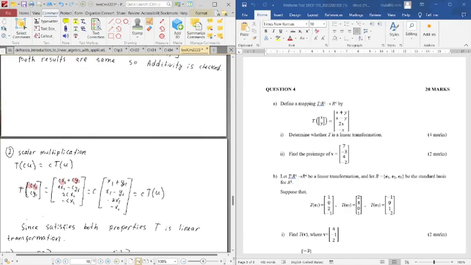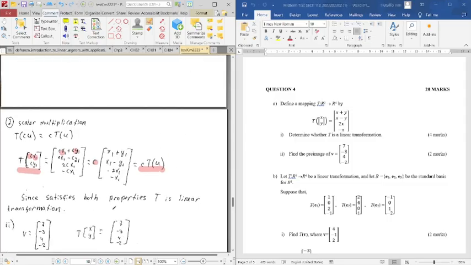this is the transformation of u. So c times the transformation of u, we can just write c T(u), and we can see we found the transformation of cu. It was equal to c times the transformation of u. Since we checked and this satisfies both properties, T is a linear transformation from R2 to R4.